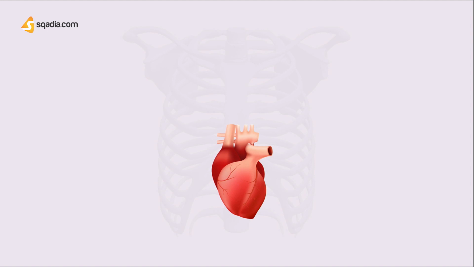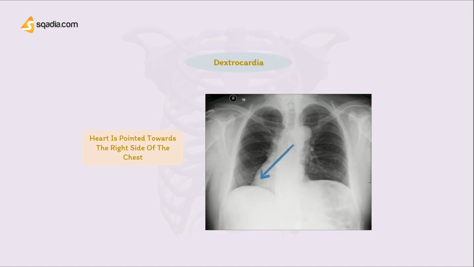Now we come to C for circulation. The first thing we have is dextrocardia. In this condition, the heart is in the right hemithorax, with the cardiac apex directed to the right. Basically, the heart is in the wrong direction.